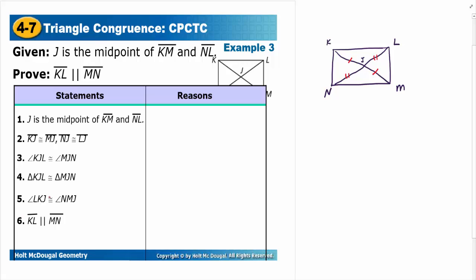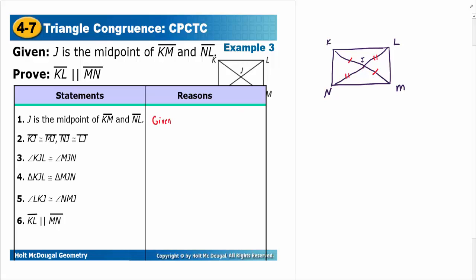I'm not talking about these last couple steps here. I'm going to do that when we get there, because everything leading up to step 4 is stuff we've already done. So let's just go through this proof, and then I'll talk about what this proof statement is asking us to do, if you don't already know. So this would be the reason that J's a midpoint. Well, that's just going to be given.